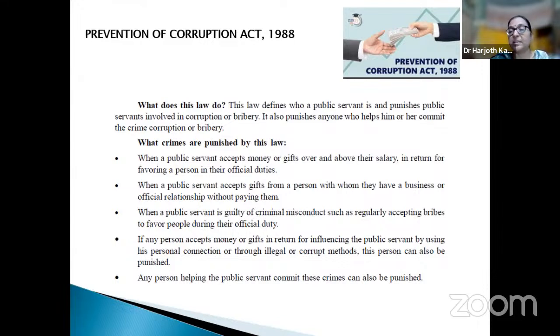So that's the reason that whenever you see a paper, you will see that ACB has raided so and so official public servant, and he got caught and is punished, and an FIR is filed. This is due to this Prevention of Corruption Act, 1988. And the scope of this act extends to the whole of India and to all the citizens of India.